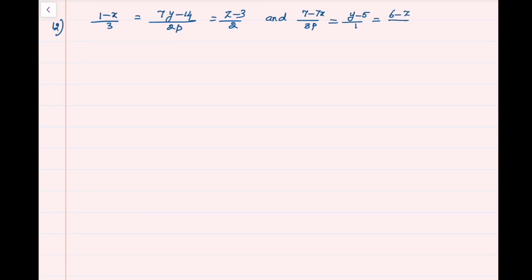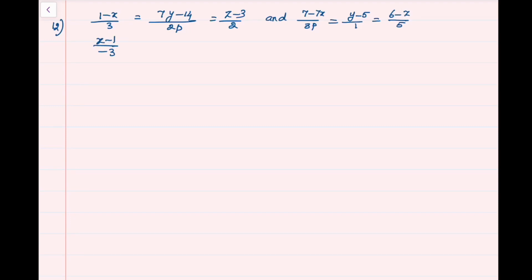Question number 12. Find the values of p so that the lines (1 minus x) divided by 3 equal to (7y minus 14) divided by 2p equal to (z minus 3) divided by 2, and (7 minus 7x) divided by 3p equal to (y minus 5) divided by 1 equal to (6 minus z) by 5 are at right angles. These two given equations are not in the standard form. What do you mean by the standard form of a straight line? The coefficients of x, y, z should be plus 1. Let us change them to standard form.